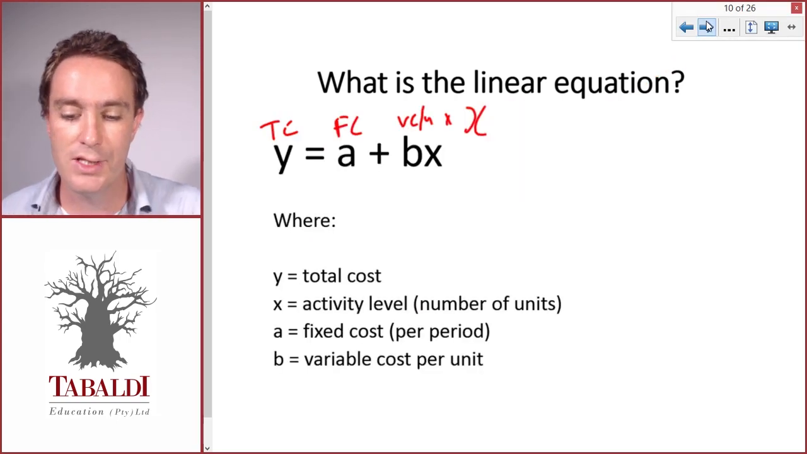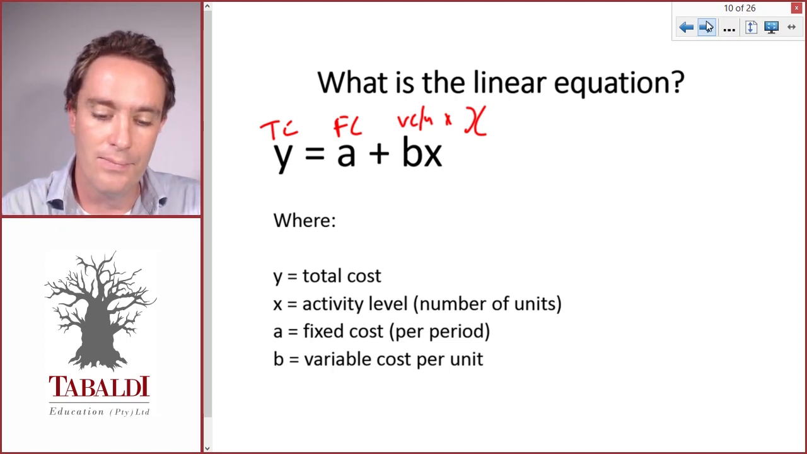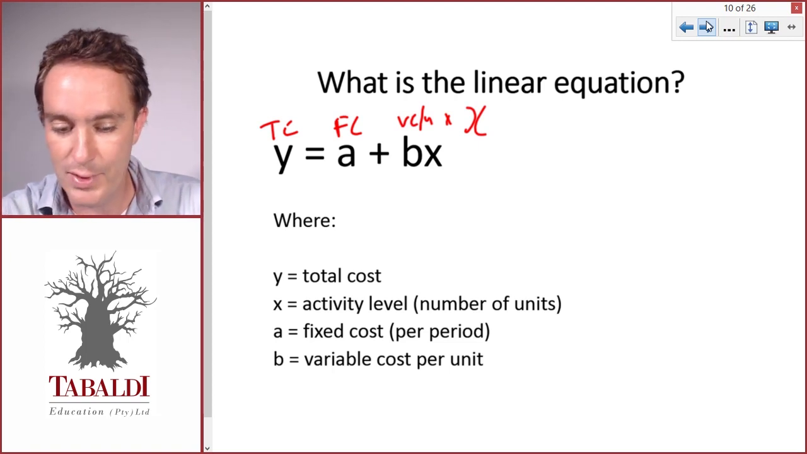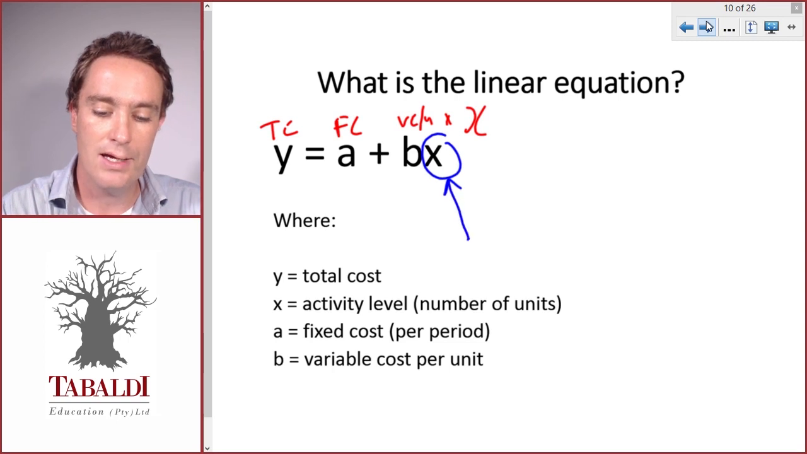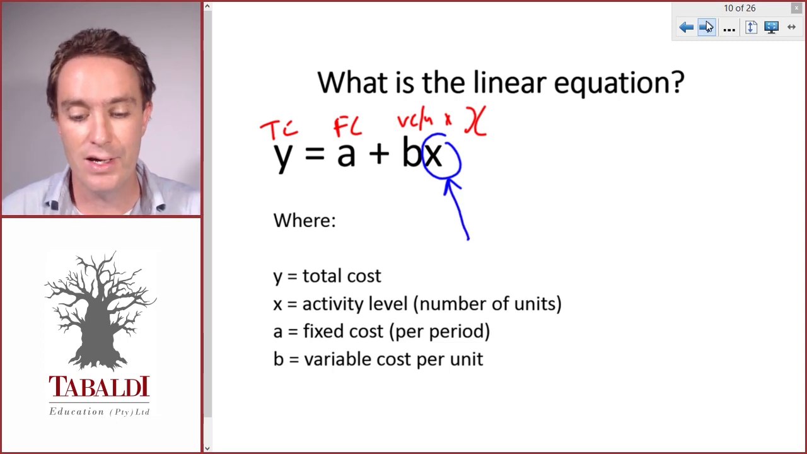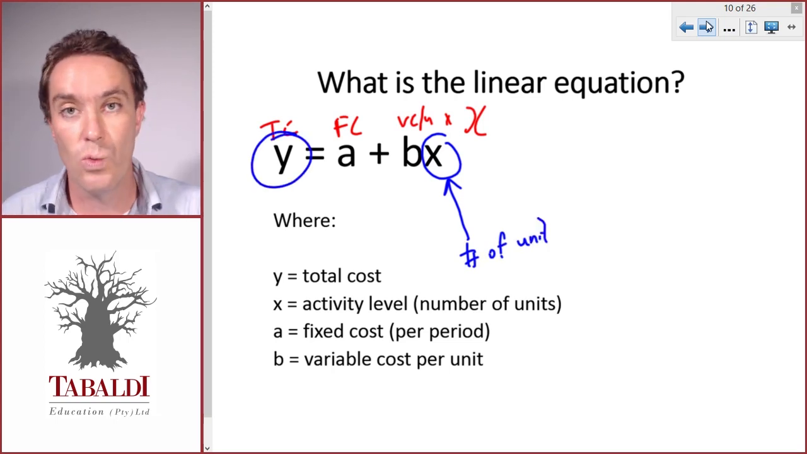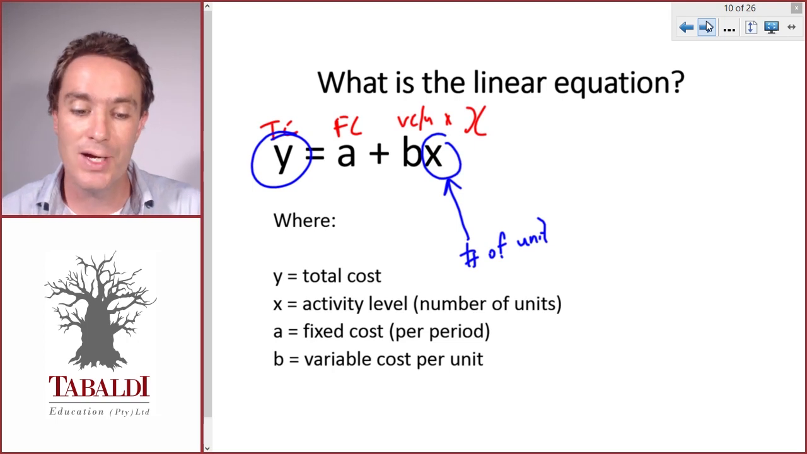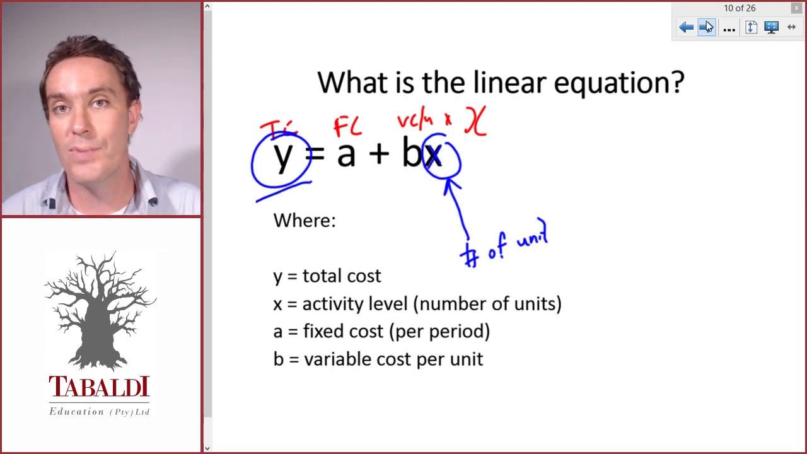So how do we use this linear equation or this formula? Once we've established this line, we can input any x or any independent variable, so that's the number of units, into the formula, and it will give us the y, the total cost. So we can estimate the total cost if we know what the number of units will be.